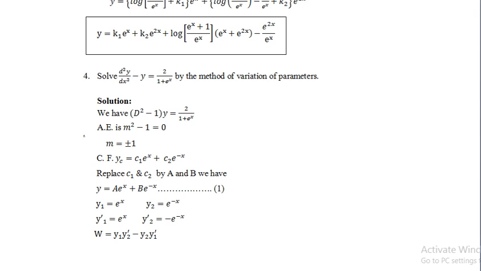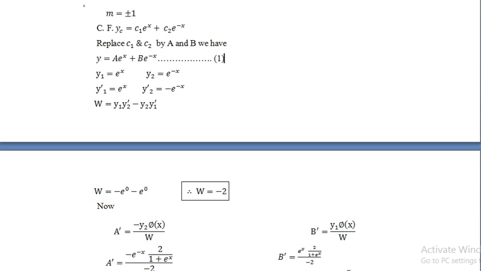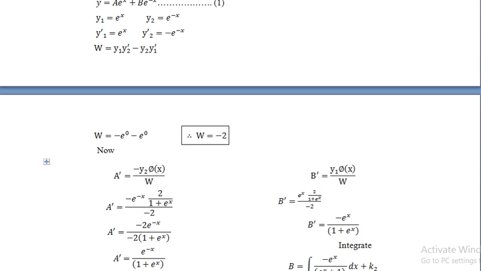Then y1 is e raised to x, y2 is e raised to minus x. So differentiate y1 and y2 and then calculate the W function. So W is e raised to x times minus e raised to minus x, minus e raised to plus x times e raised to minus x, which is e raised to 0, with a minus sign. So once again e raised to plus x times e raised to minus x is e to the power 0, and we know that e raised to 0 is 1 and 1. So we get the W value as minus 2.